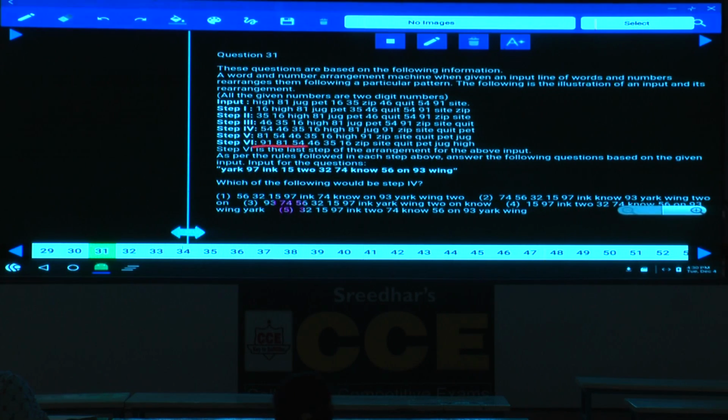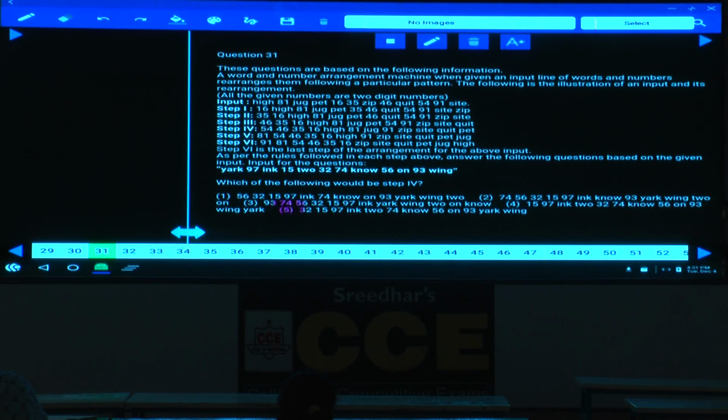91, 81, 54, 46, 35. All the numbers are in the descending order. And coming to the words, zip, cite, quit and so on, all the words are in the descending order, isn't it? Numbers in the descending order, words also in the descending order. The logic is numbers first, followed by words, all the numbers in the descending, all the words in the descending. Then compare input and step 1.